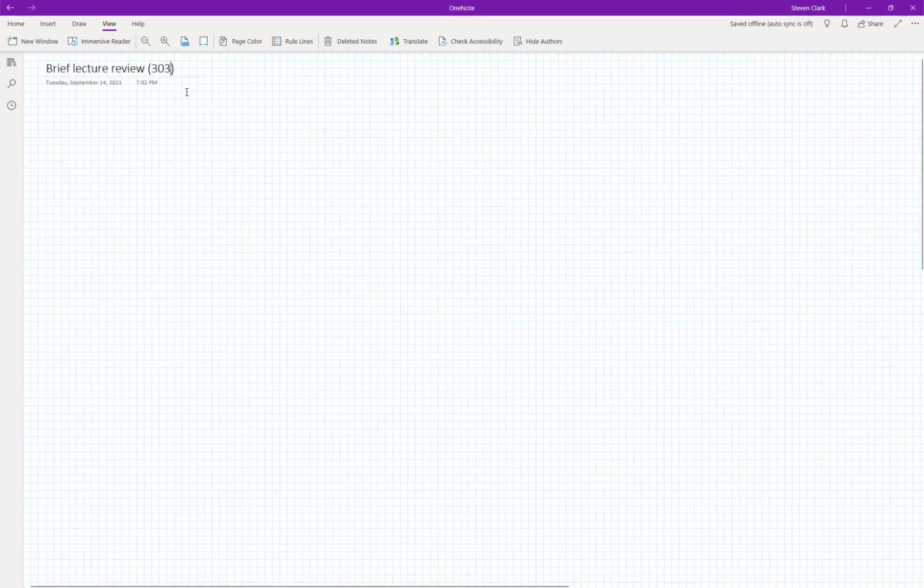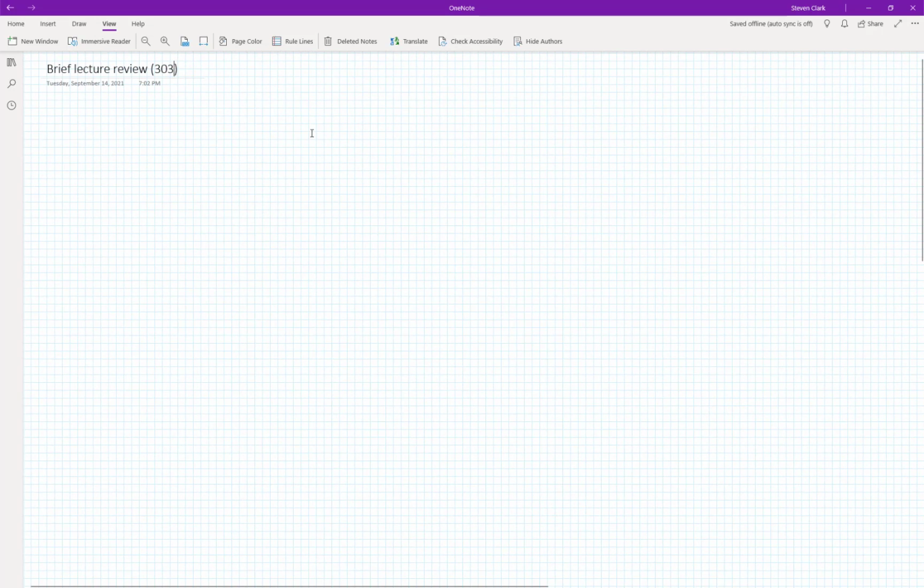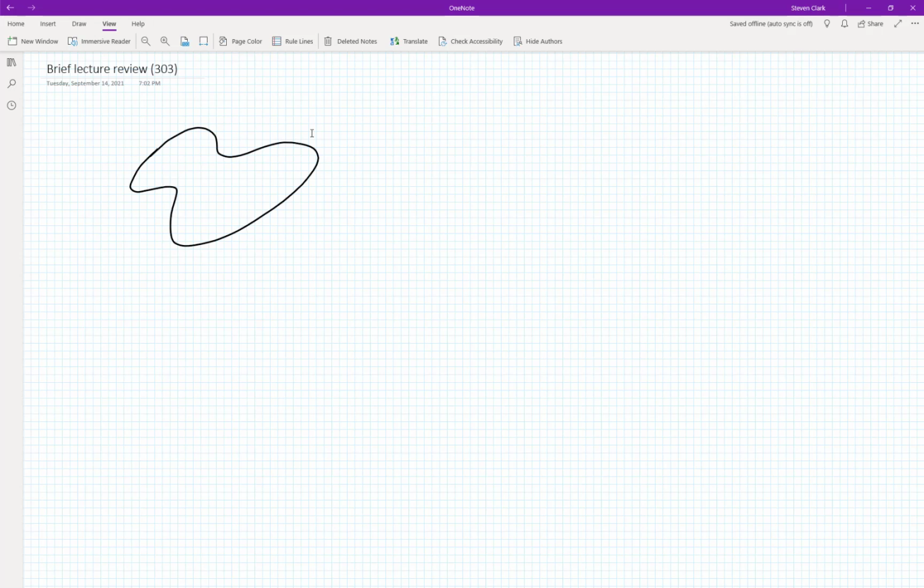Here is my brief lecture review. So today, for the first time, we will not talk about particles, but we will talk about rigid bodies. So let's assume that we have a rigid body of an arbitrary shape. So this is the rigid body. And we can specify 2 points on that rigid body. Let's say point A and let's say point B.